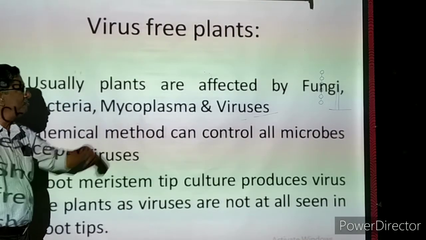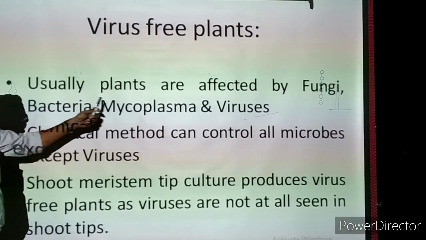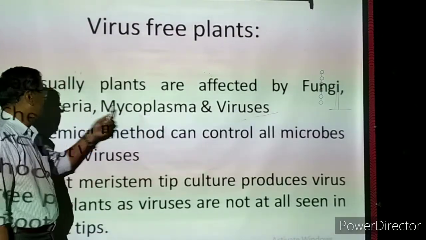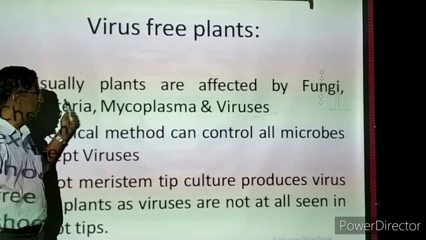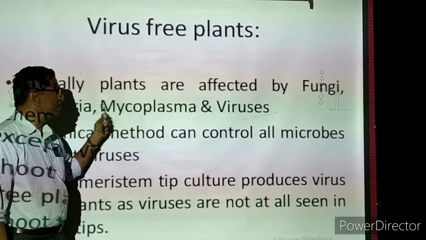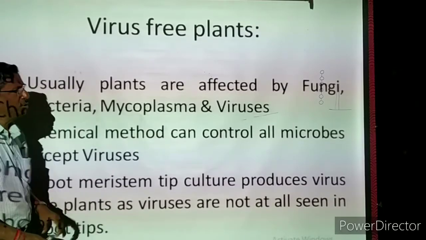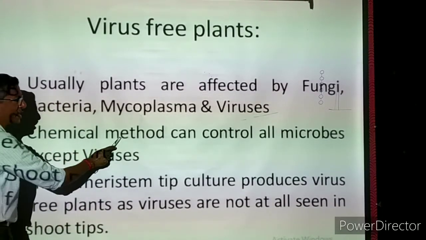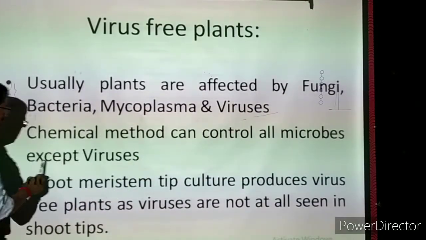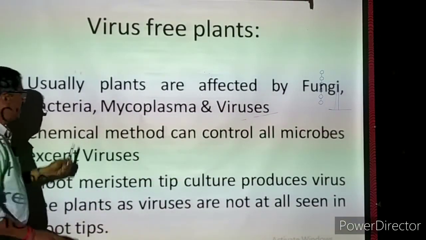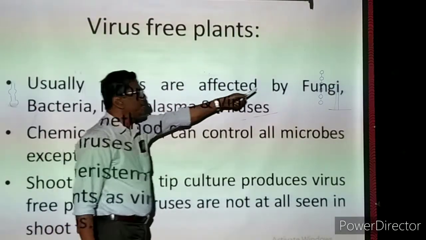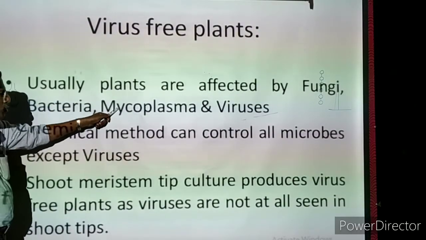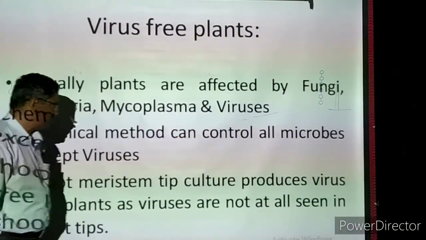Usually plants are affected by fungi, bacteria, mycoplasma. Mycoplasma are organisms which are intermediate between bacteria and fungi. They are not bacteria, they are not fungi, they are intermediate. Mycoplasma and the viruses are all commonly attacking the plant. Chemically we can control all microbes except the virus. Chemical methods can kill fungi, bacteria and mycoplasma, but we cannot kill the viruses.